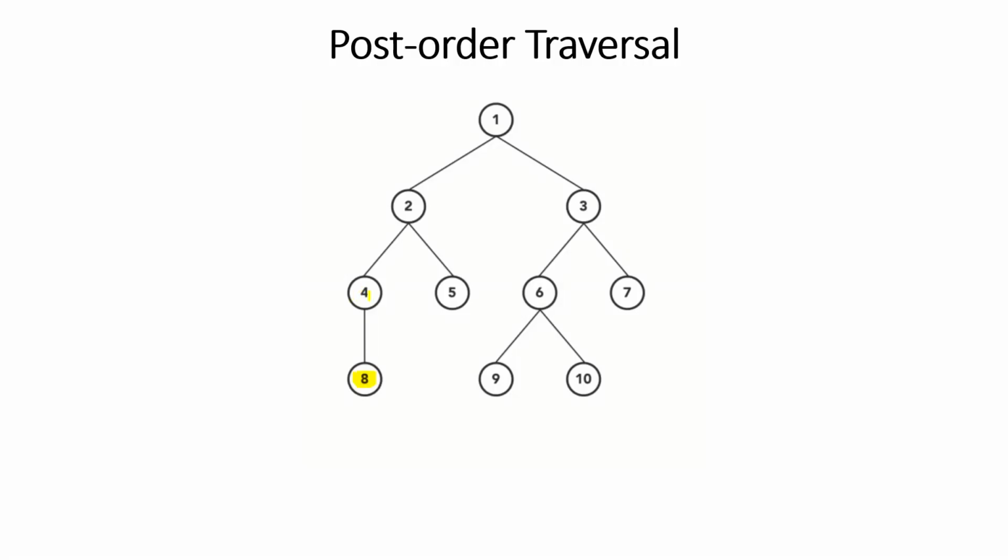Standing at 4, it is having only one, we can take it as a left. So it is having only one, that is 8. So we printed that. So 4 will think my left and right is over. So now I can print myself. So now it will be printing 4. Now it will go back to 2.